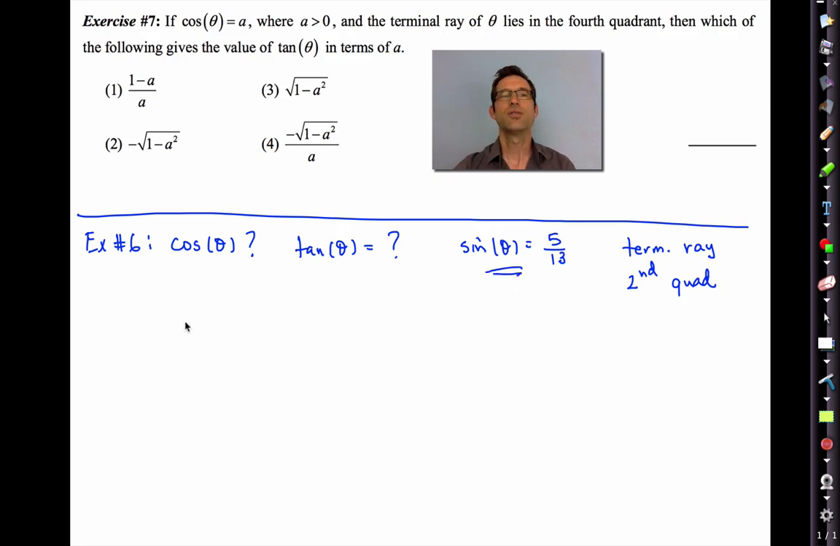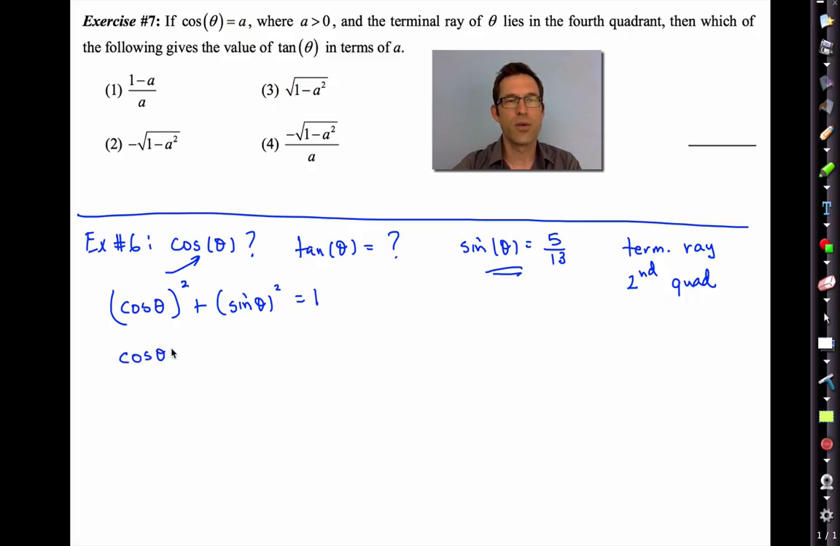Okay, so let's take a look at what we can do. Well, first I can figure out the value of cosine because I have this thing called the Pythagorean identity that says that when I take the cosine function and square it, and I take the sine function and I square it, I get 1. Okay? Now, I'm looking for the cosine. I don't know what that is, but I do know that the sine is 5/13.